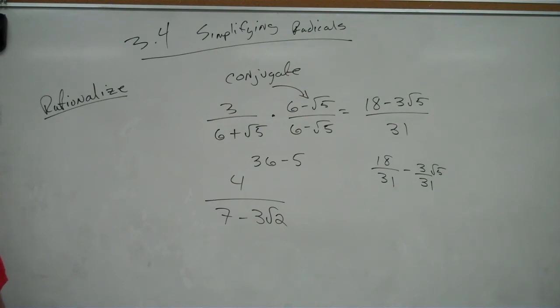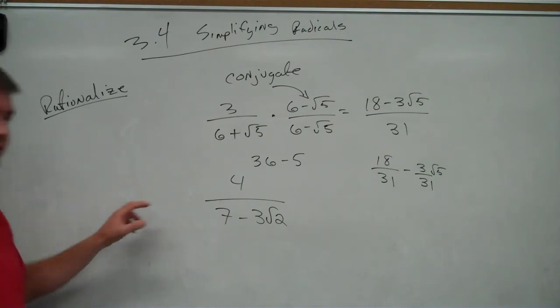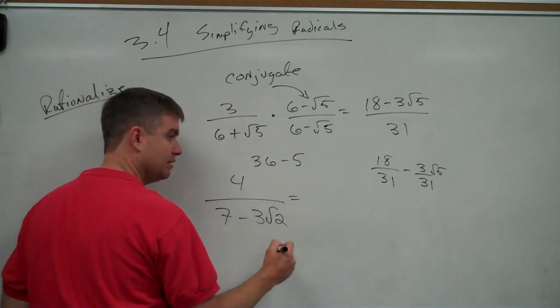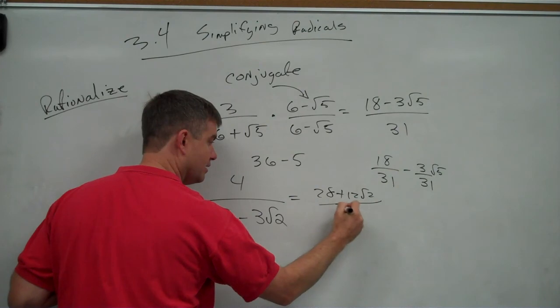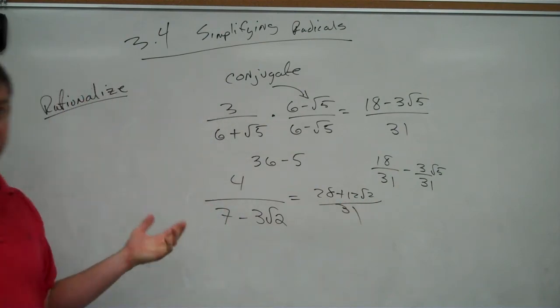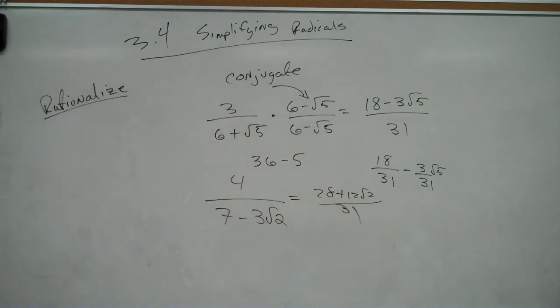Let's see, what's our time on there? Almost 19 minutes? Oh my gosh. Give me the answer to this one real quick. What is it? 28 plus 12 root 2 over 31. Awesome. Is that what everybody got? Anybody not get that? Now's your chance and I'll help you on your calculator.